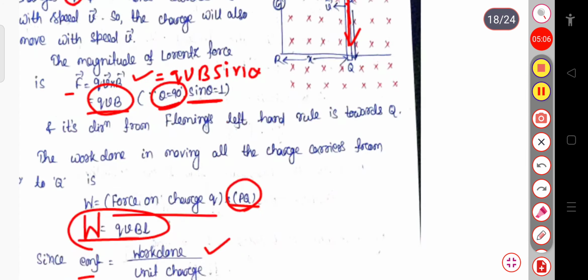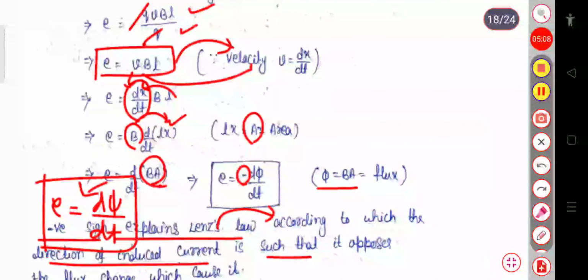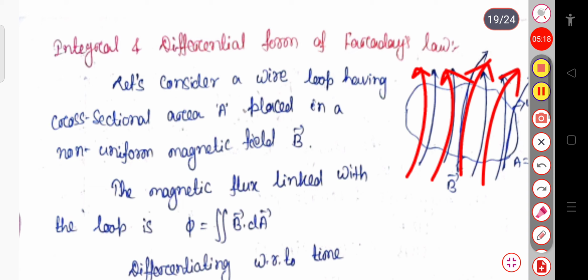So this E equal to d by dt of B is nothing but E equal to d phi by dt. Okay, this is the proof of the Faraday's law, or we can say the derivation of the Faraday's law. Now we will see the integral and differential form of the Faraday's law.